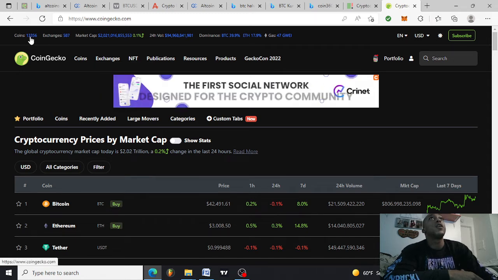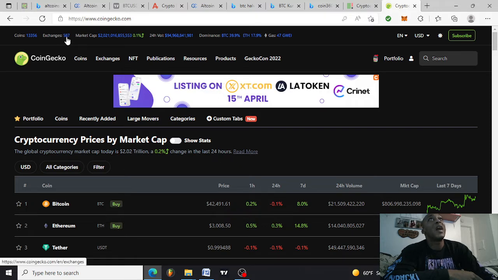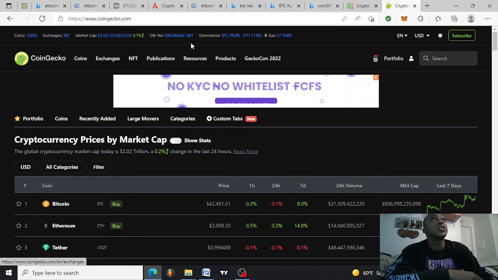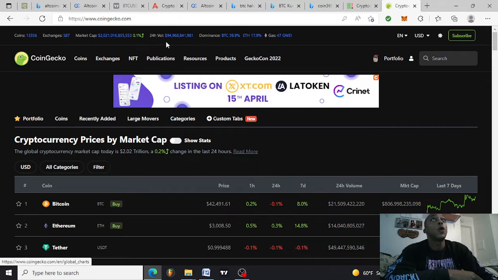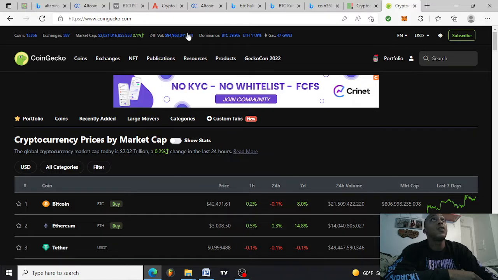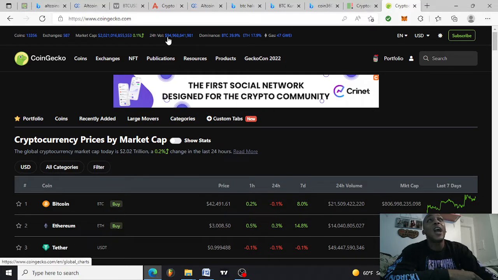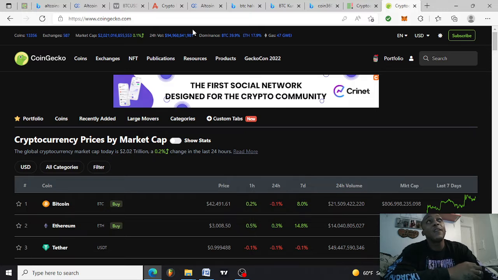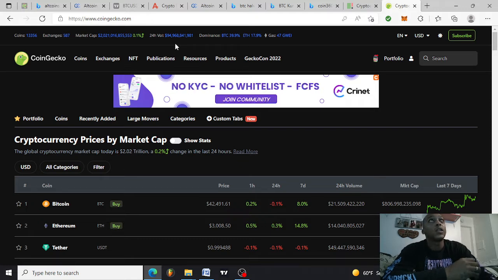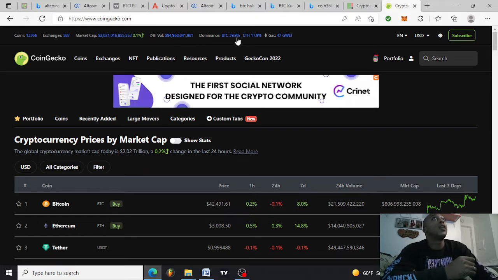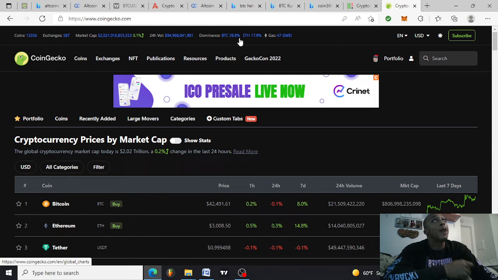Alright, currently there are 13,000 different crypto coins. There are 587 different exchanges, and the amount of value that's been traded throughout the market in the 24-hour period is $94.9 billion, might as well round it off to almost $95 billion, moved in and out of the crypto markets. And the dominance of Bitcoin is at 39.9%.